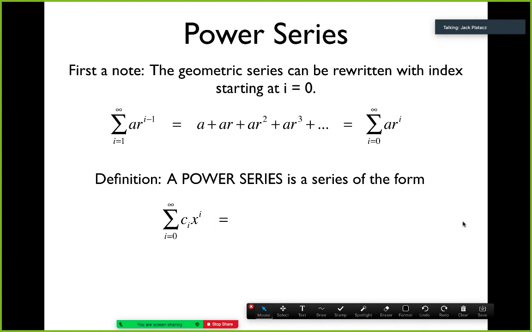It'd be c_i plus c_i x plus c_i x squared plus c_i x cubed. Okay, but c_i, what was c_i? This is the index, right? So this i is the same i as this one is the same i as this one. So the first one would be c sub 0 x to the 0.